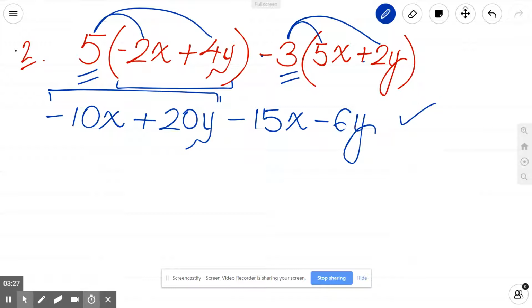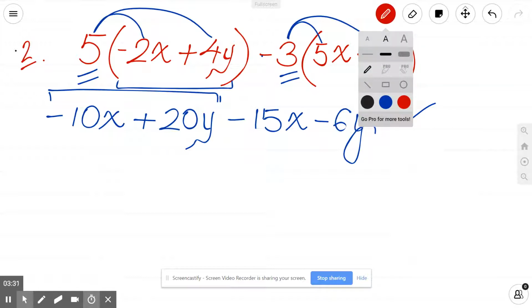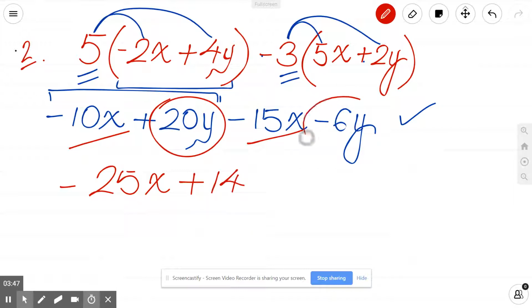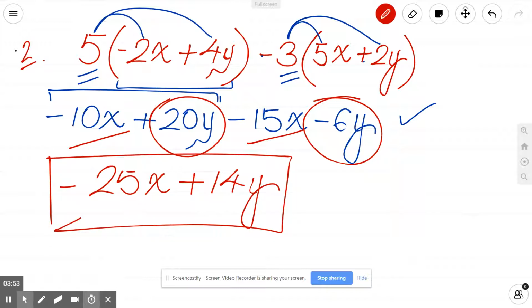Reason being, we still have amigos that we can combine. So as you can see over here, negative 10x and negative 15x are the amigos, or friends. So it'll be negative 25x, and plus 20 minus 6y will be plus 14y. So the y's and y's I can combine also. I also have to take care of the sign before them and simplify them. So that should be my answer.